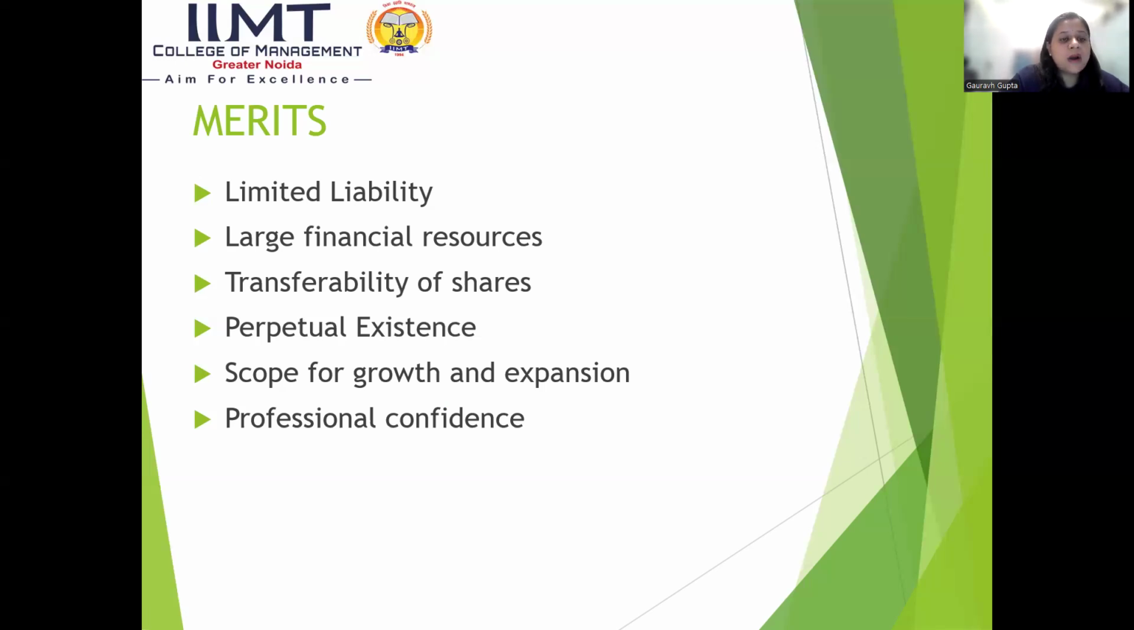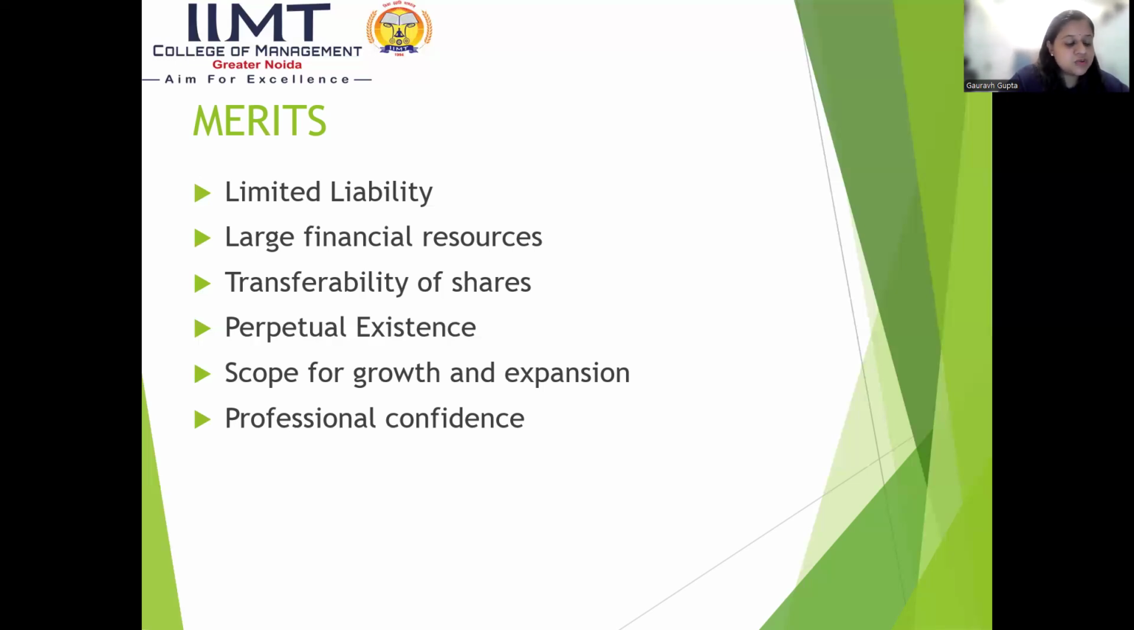As in the case of partnership or sole proprietorship, where there are limited financial resources, in the present topic, joint stock company, as there are a large number of members, we have large financial resources because everyone is contributing some amount of capital. The next point is transferability of shares. Shares can be transferred very easily. There's no restriction on it.